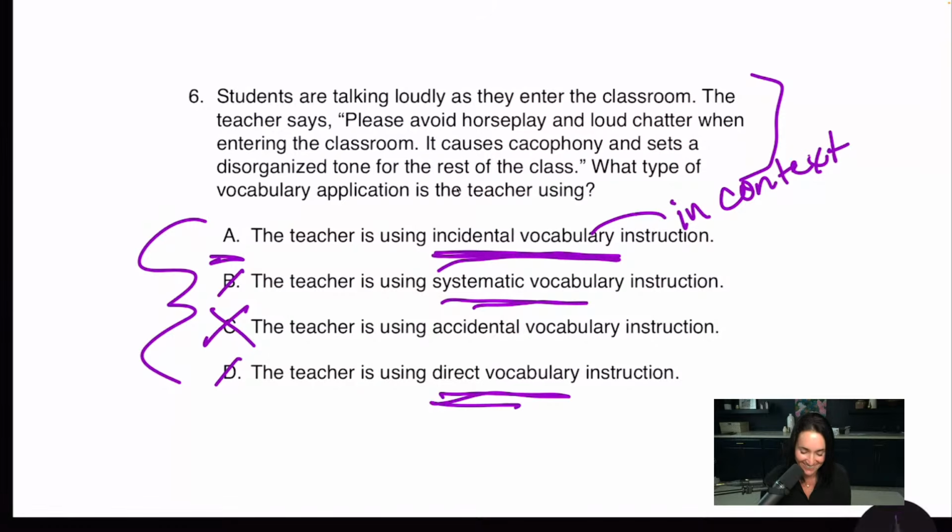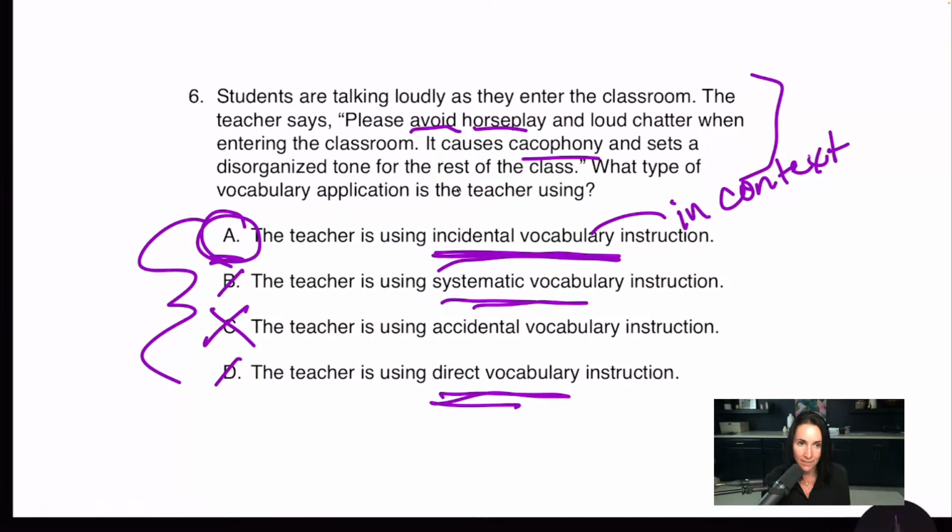Well, that's a mouthful. Normally teachers are like, hey, knock it off. Just get in here and sit down and be quiet. But in this case, this teacher is going on and using lots of words like avoid, horseplay, cacophony. And students would probably say, if they were my students, they'd be like, what's that mean? And then you could have that conversation with them about what a cacophony is. And in this case, it is incidental vocabulary because it's an incident that happened. And now we can have a discussion on what cacophony is. That's why A is the best answer choice here.